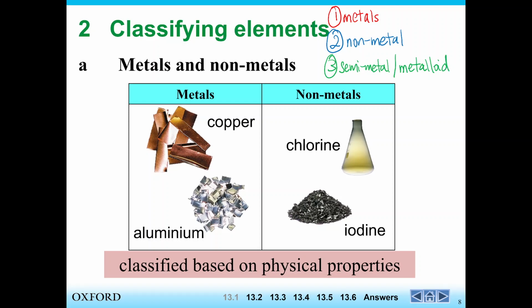But here, first off, how do we know which element could be considered as a metal, a non-metal, or a semi-metal? We can classify them based on their physical properties. Once we know their physical properties, then we can say, hey, this element kind of behaves like a metal. It kind of has these properties. So it's a metal, a non-metal, a semi-metal, and so on. Some examples of metals you can see on your left here are copper and aluminium. And on the right over here, some examples of non-metals are chlorine, iodine, oxygen, and so on.